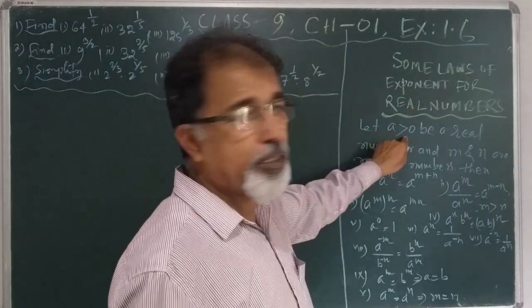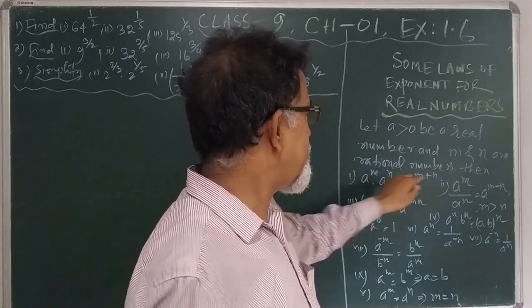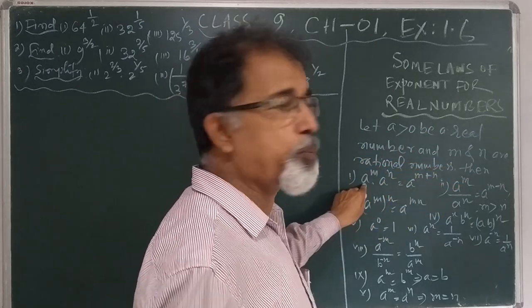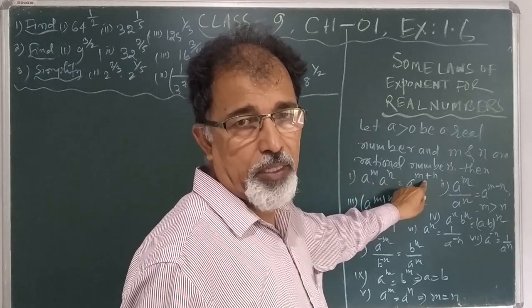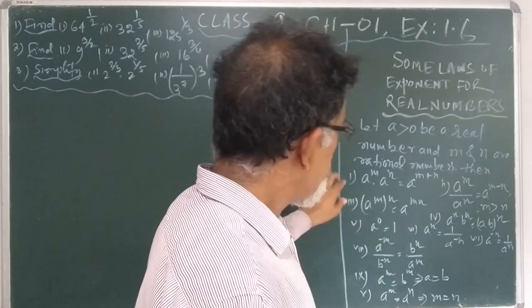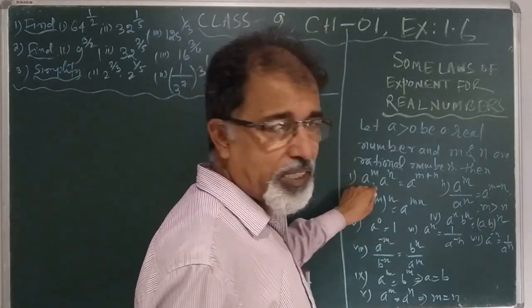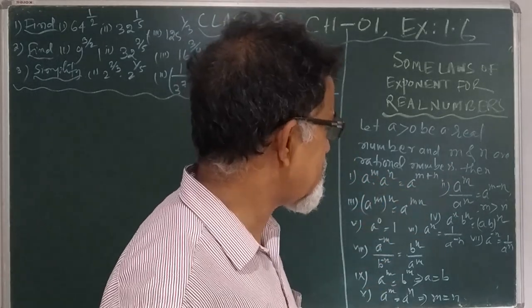Let a greater than b be real numbers and m and n be rational numbers, then a to the power m into a to the power n equals a to the power m plus n. You have already got this in the previous class, that if the bases are the same, then the powers will be added by taking the same base.